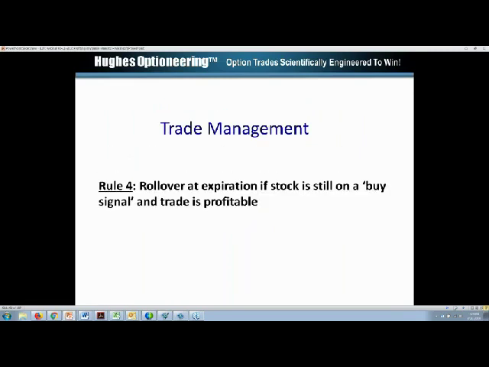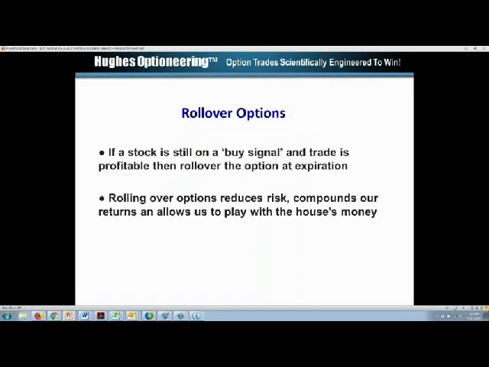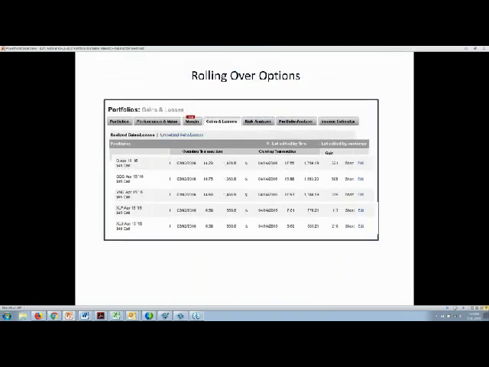So we'll roll over at expiration if the stock is still on a buy signal. And I'll show you a few examples here of rollovers. When you roll over, it reduces risk and allows you to compound your returns. We're talking about rolling over our profits from the trade that we closed out into the new trade. If you roll over those profits, you can reduce the cost basis and risk of that new trade.